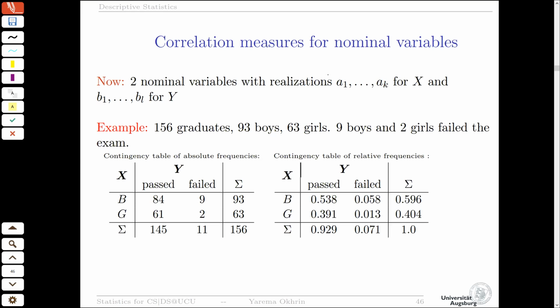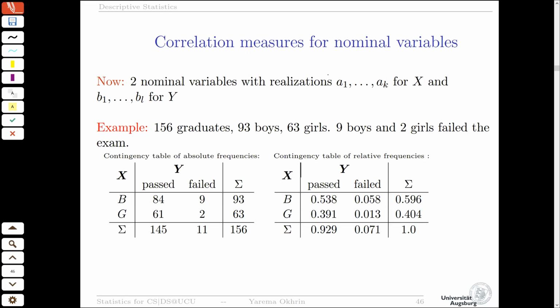The data consists of 4 points. Here is gender, here the exam. Here we have all girls who failed the exam, here all boys who failed the exam, all girls who passed, all boys who passed. What kind of linear dependence do we try to capture with the Pearson correlation coefficient? It's really nonsense with this kind of data. So we cannot simply apply this kind of correlation measure to this type of data.